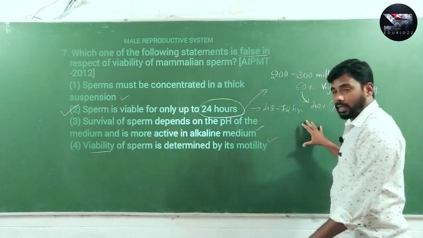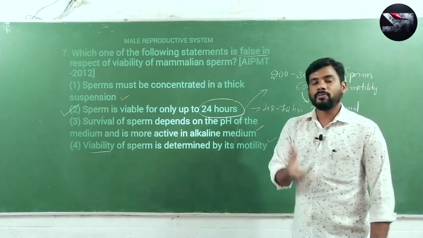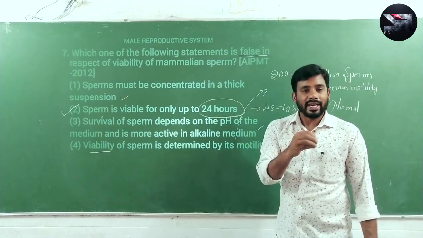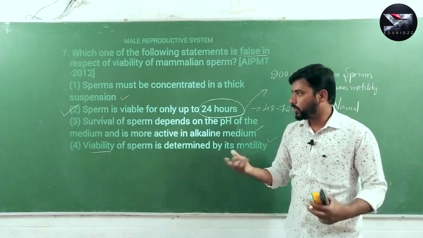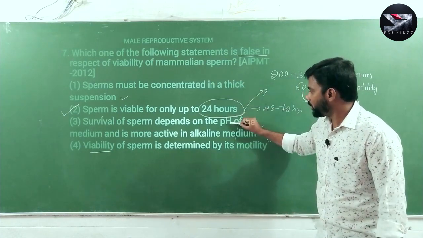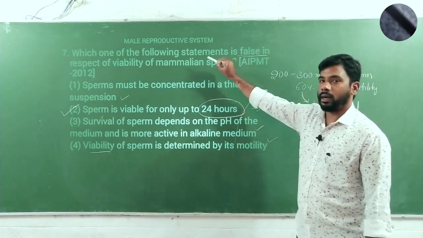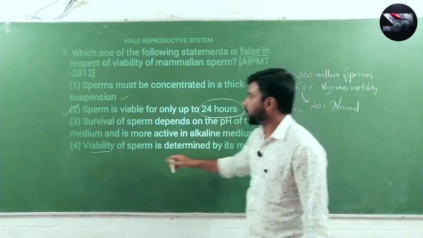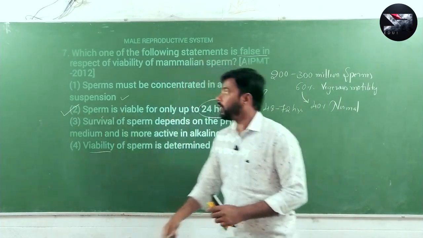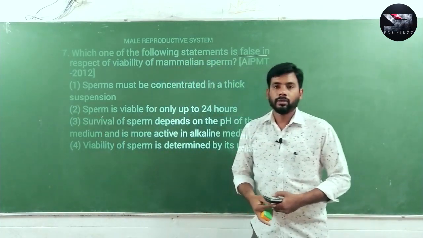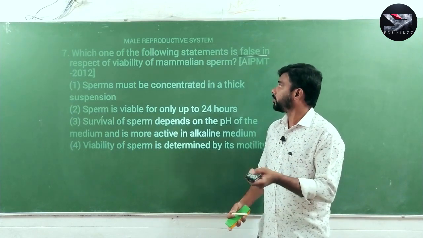If a male person has all these, he will have fertility and the capacity for children, otherwise not. So these three statements are correct. According to this question, the false statement is option 2. Okay, now let us take the next question.